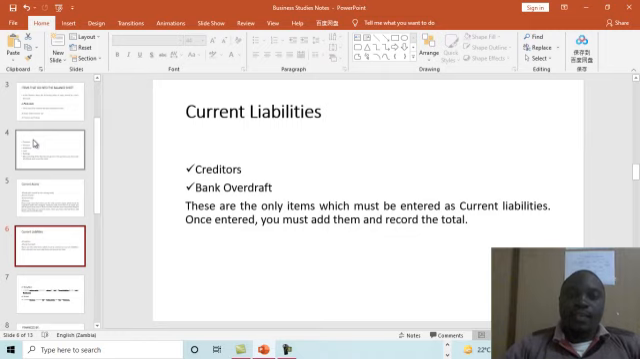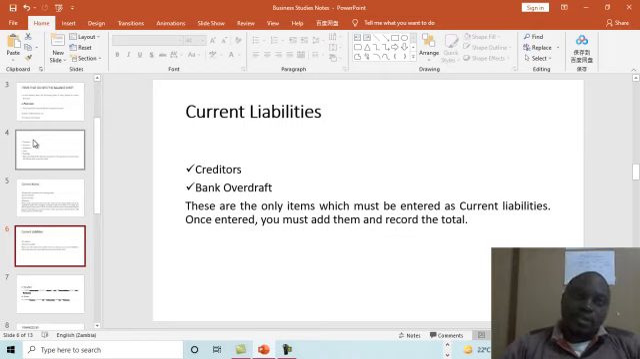Now, we know that a liability is simply, in simple language, something that is not yours, something that you have not generated using your own resources. In business language, this is money that you have borrowed elsewhere in order to manage your business. So, we have been looking at current liabilities and long-term liabilities for quite some time now.